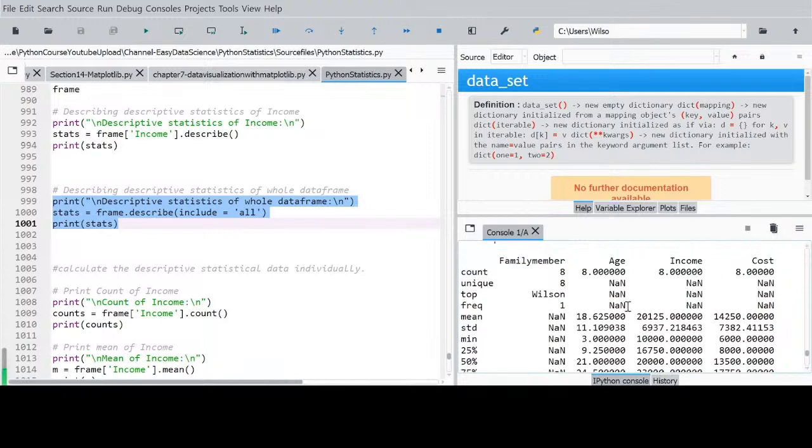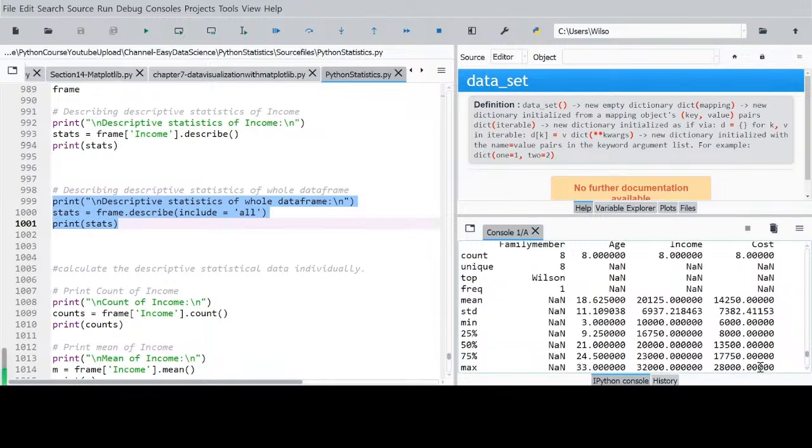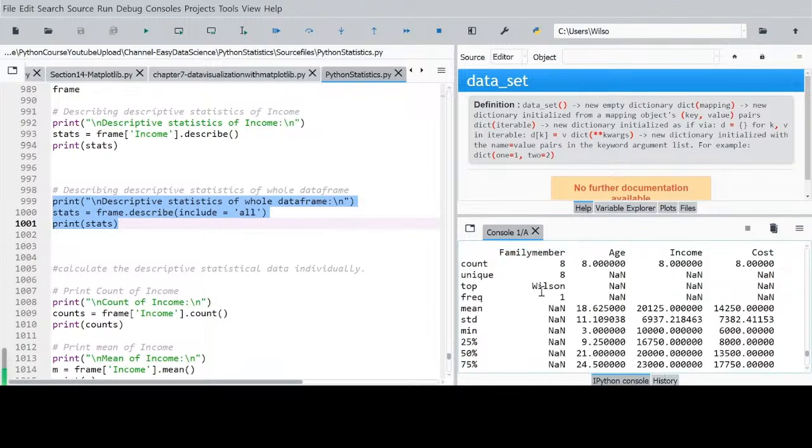And on the contrary, for the 3 columns, age, income, cost, they are all numeric variables. So the mean, standard deviation, and the quantiles, minimum and maximum values will be shown, and the count number. But for the unique, top and the frequency will be shown as not a number.